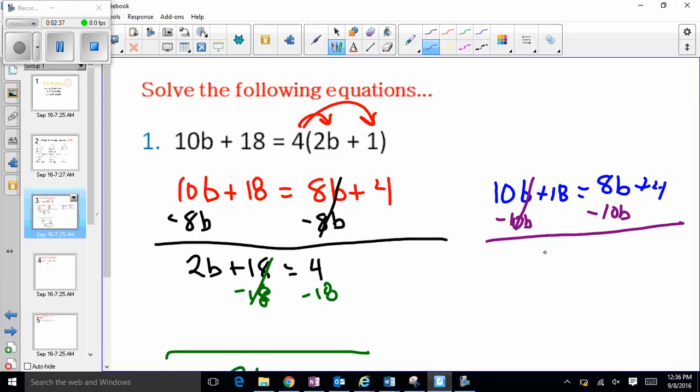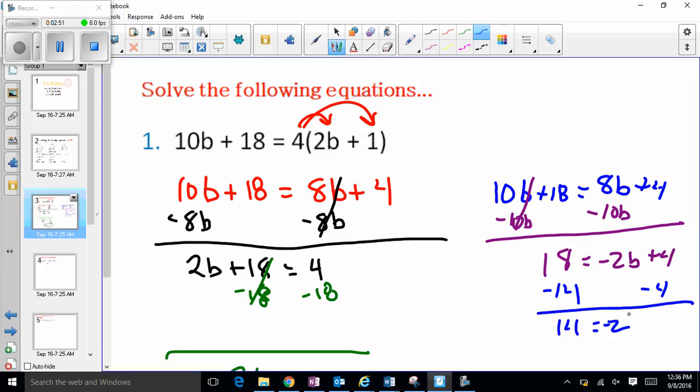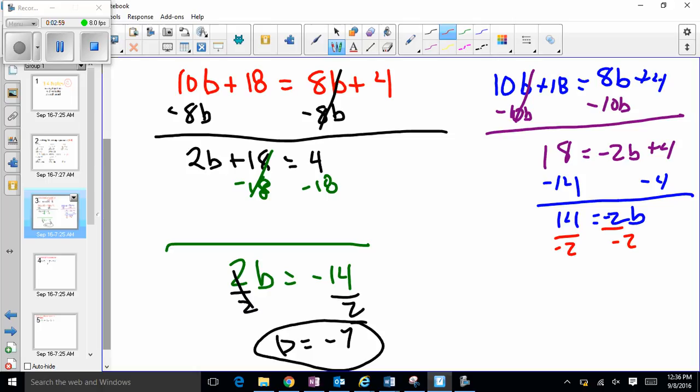This cancels out, and now I have 18 is equal to a negative 2b plus 4. Then I subtract 4 on both sides to get 14 is equal to a negative 2b. Then I divide by a negative 2 so that in the end, my answer is still exactly the same. b is equal to a negative 7.